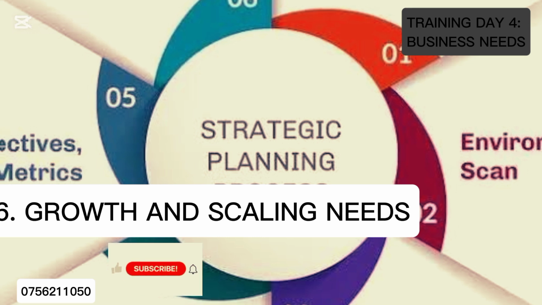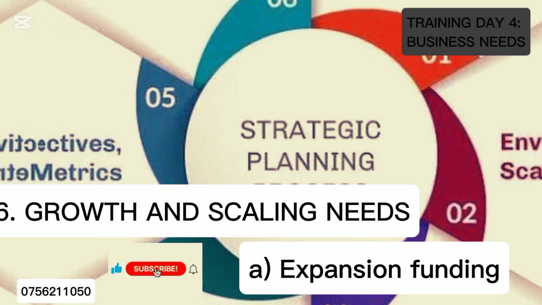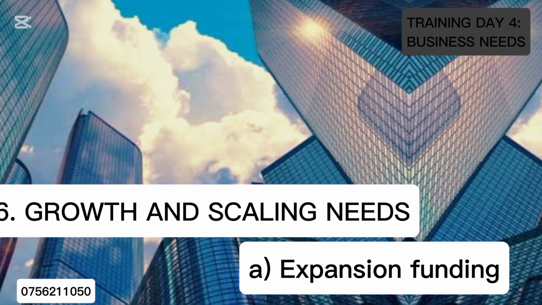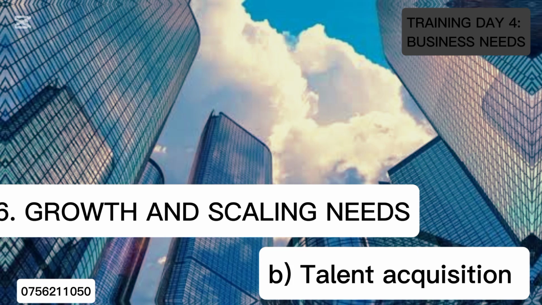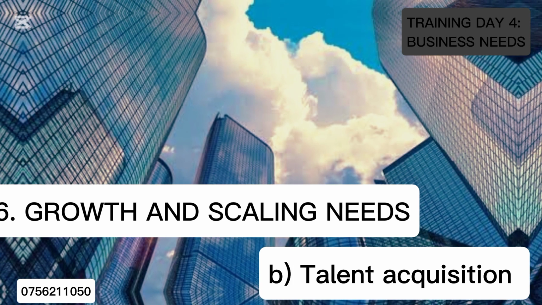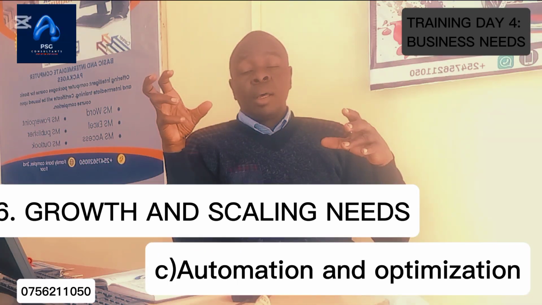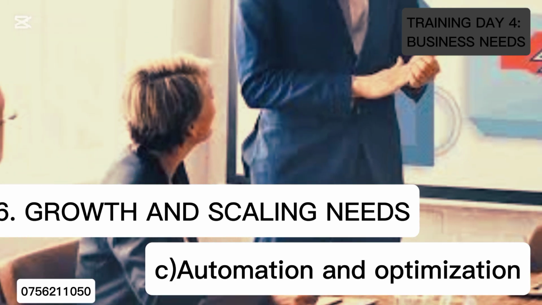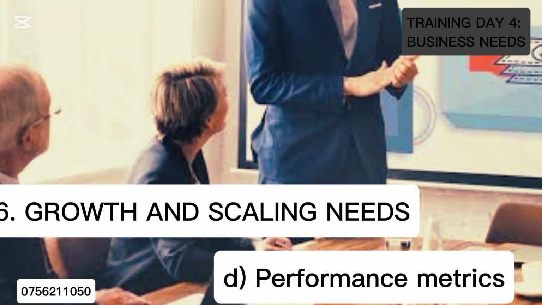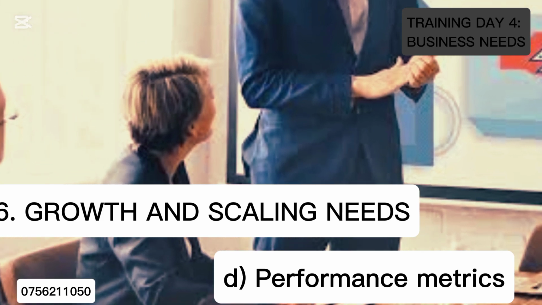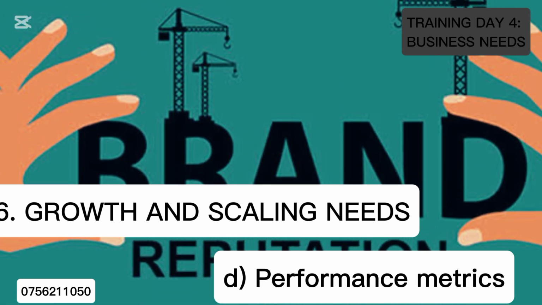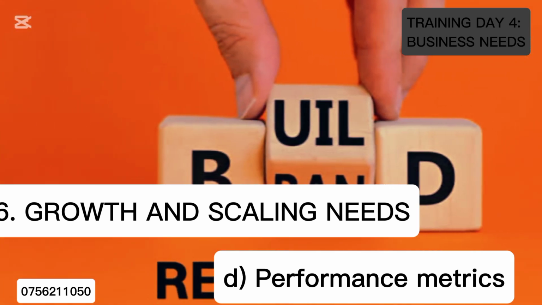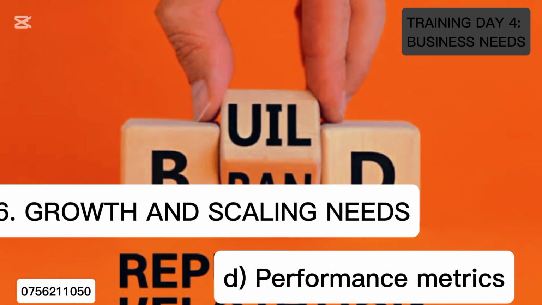So for businesses looking to expand, A, you need funding for expansion through investors, loans, or retained earnings. B, talent acquisition, so you bring in specialist skills and leadership roles. C, automation and optimization, streamlining processes to handle higher volumes. D, performance metrics, systems to measure growth, efficiency, and profitability. For example, you'll be able to measure profit per day. If you're a small business and you need to know whether you're growing or not, then you need to know how much money you're making as profit per day.